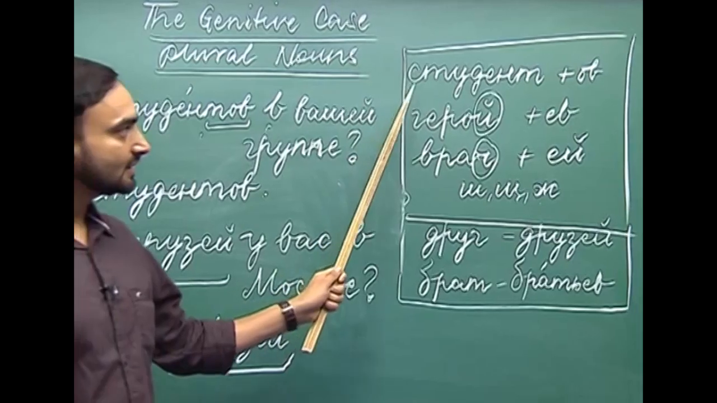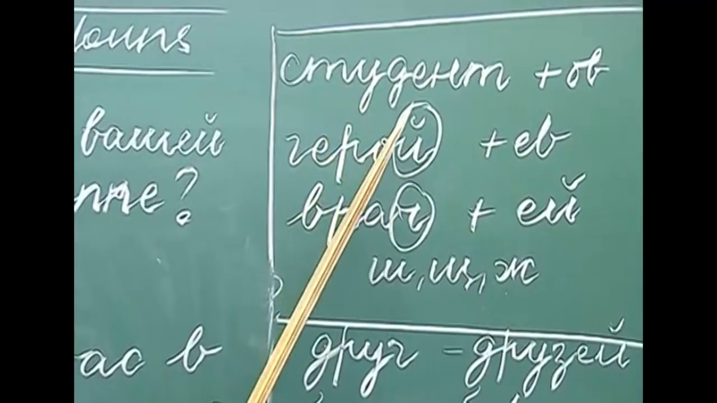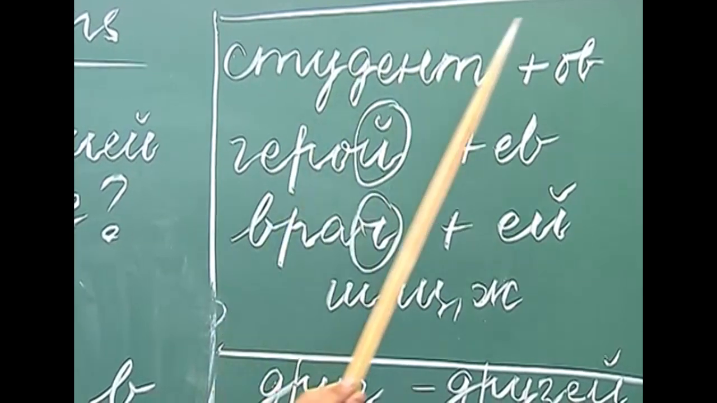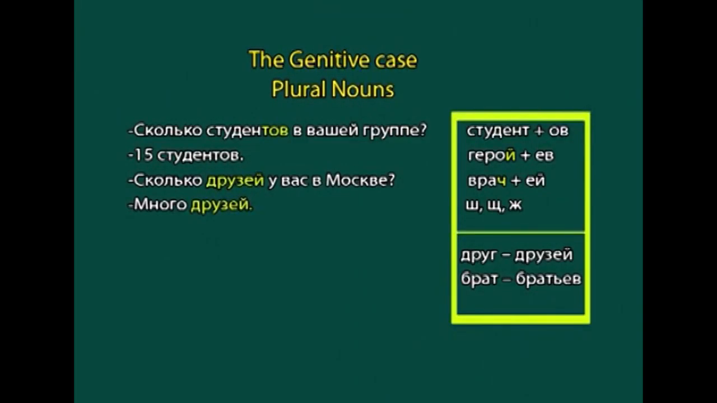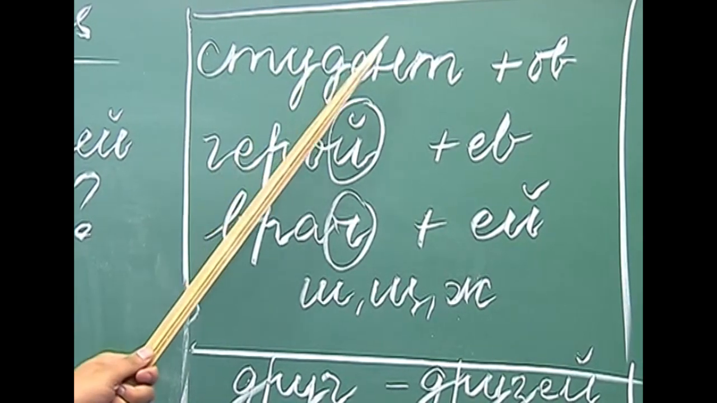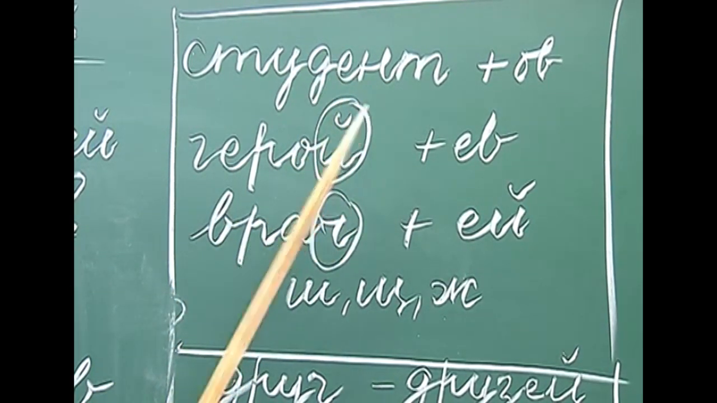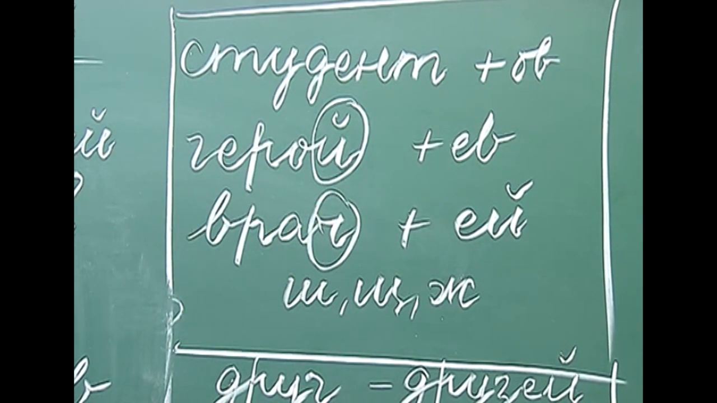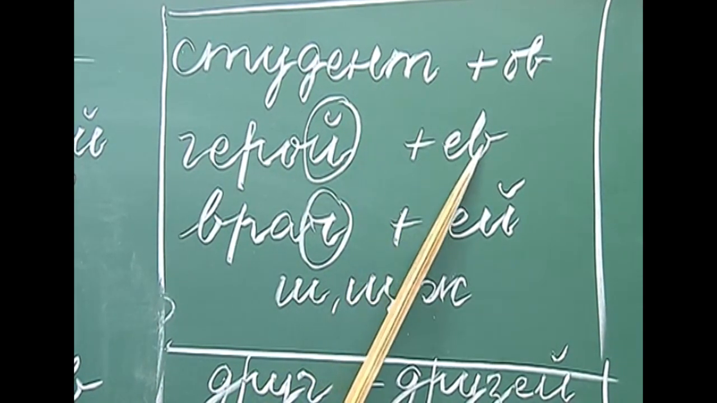As you can see, студент, which has a hard ending. How do we decline this noun in the genitive case plural? Студентов. So, we add О and В at the end to get its genitive plural form. This was a hard ending masculine noun. The second one is герой. Герой ends with й, и краткое. So, what happens when we come across a noun with и краткое ending? We replace й with е and в.